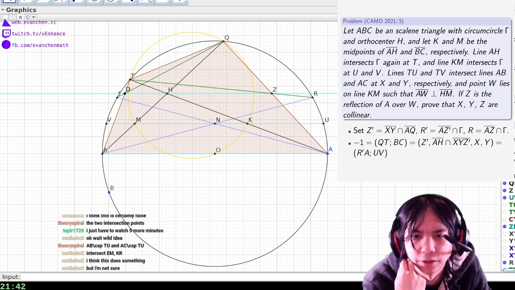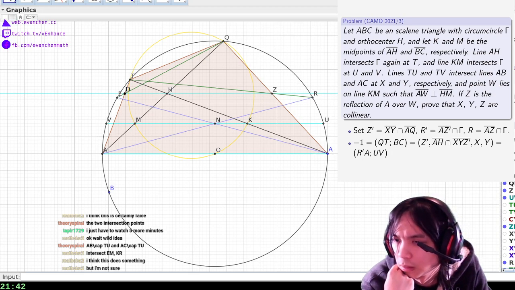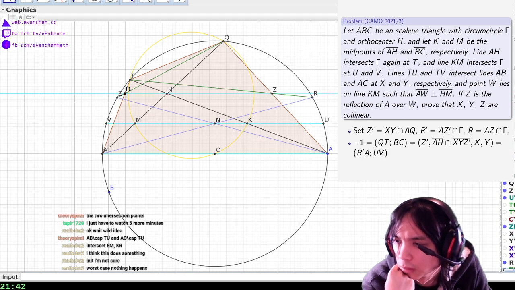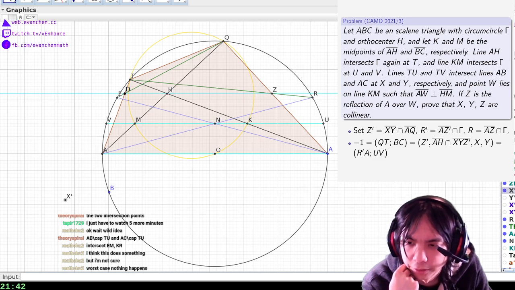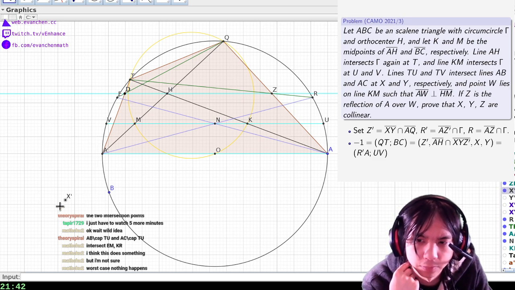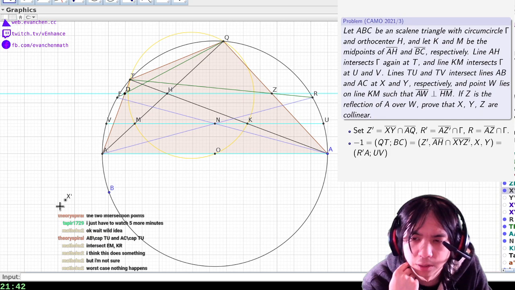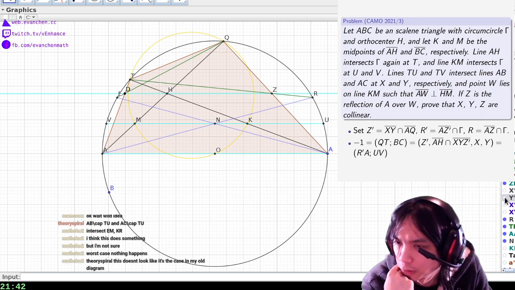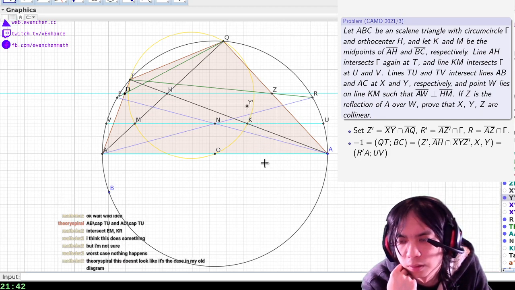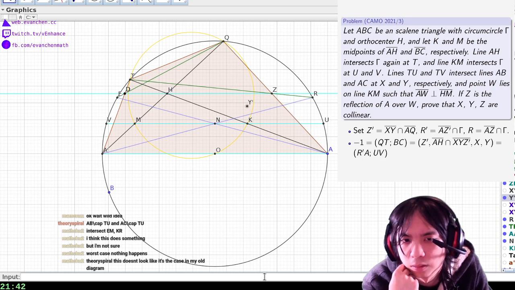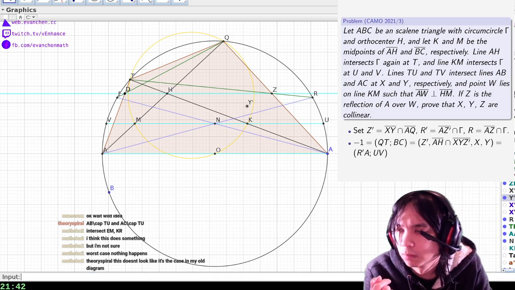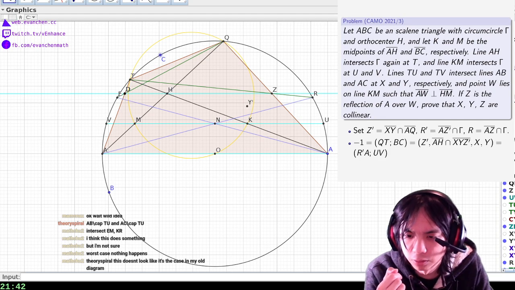AB cap to U and AC cap to U. I defined X prime and Y prime at some point, right? Okay, so that's X and X prime. Or did you want... Oh, you want AC cap to U, so that's Y prime? Okay. Circle U.